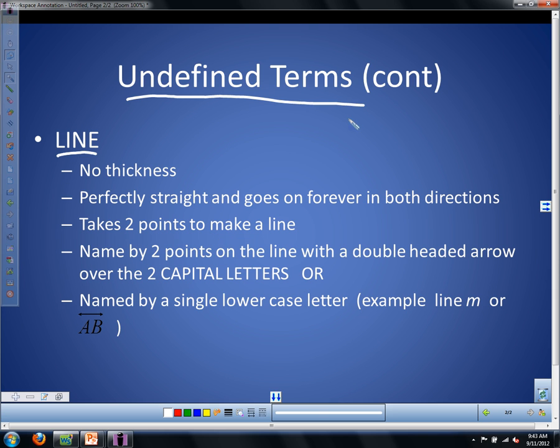Undefined term just means that there's no real example of a line as we think of it. So we have an idea of what it is, but there's no actual example. They really exist only in our minds. Our technical definition: a line is something with no thickness and is perfectly straight and goes on forever in both directions.